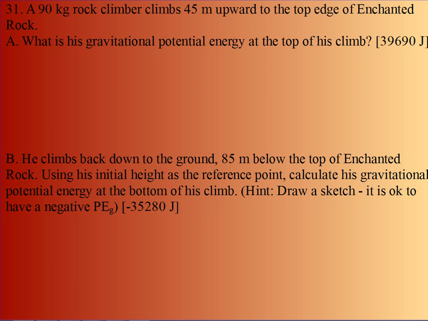Alright, suppose I have a rock climber. I have a 90 kilogram rock climber climbing 45 meters up to the top of the Enchanted Rock. What's its gravitational potential energy at the top of its climb? Now folks, in general, if we've got some mountain up here, our gravitational potential energy is going to be with respect to how far he could fall and then hit the ground. So we're going to call that his h.